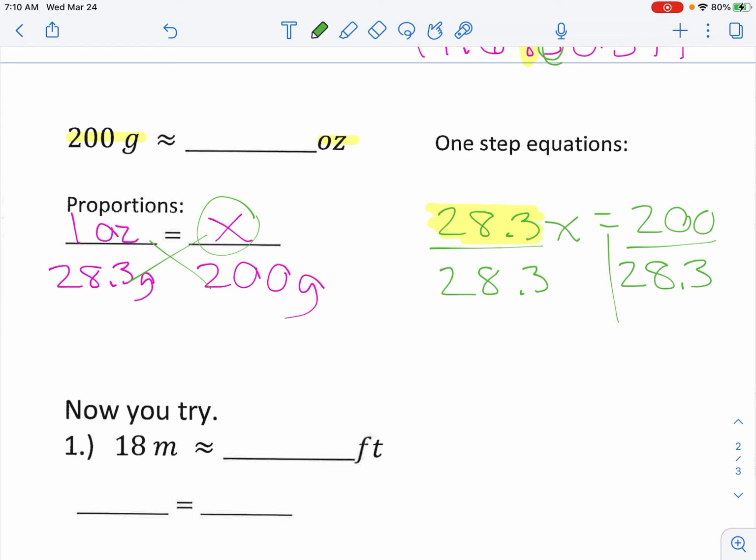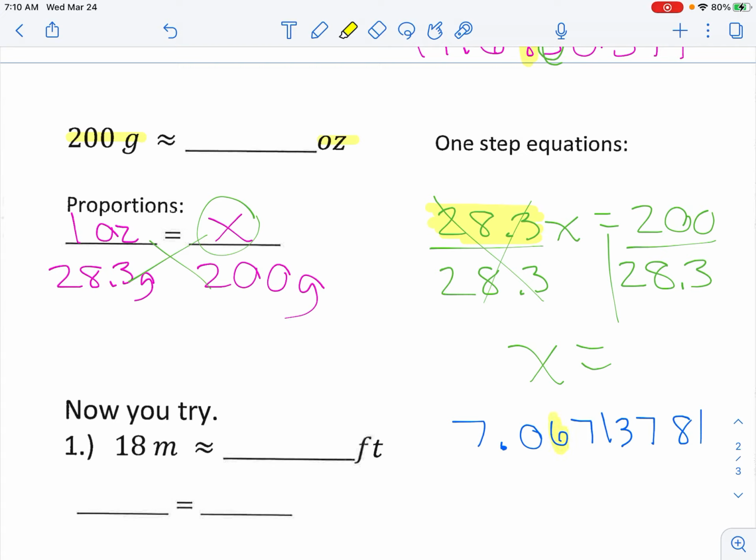So I'm going to my calculator right now. Everything cancels on the left. And when I type in 200 divided by 28 3/10, my calculator says 7.067133781. I know that can look super confusing.